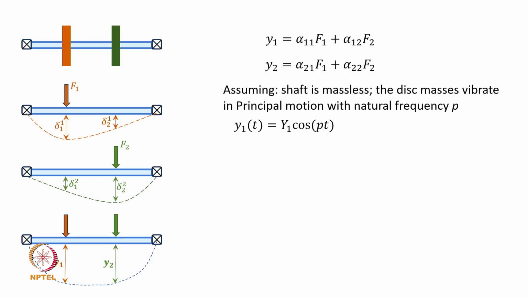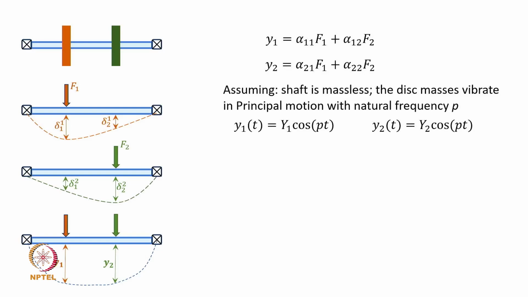So, obviously y 1 would be defined as y 1 cos p t, and obviously y 2 will also vibrate with the same frequency, we know that. The only difference is that based on the configuration, the amplitude of the second mass or the second disc could be different, y 1 and y 2.